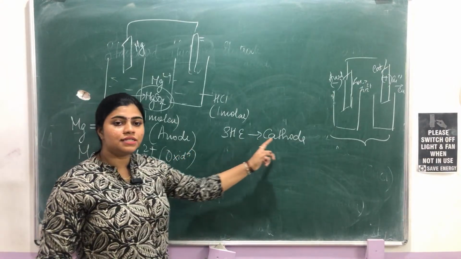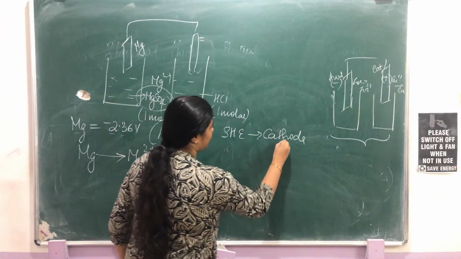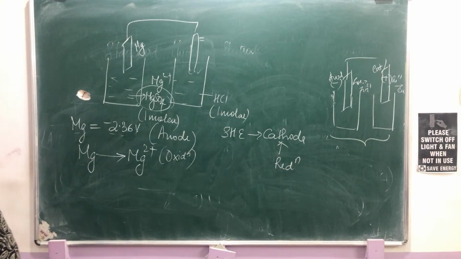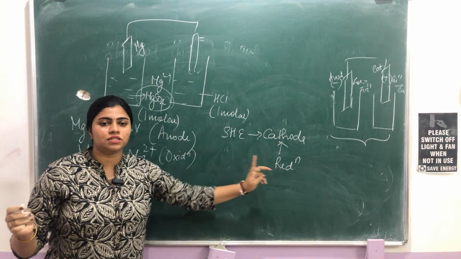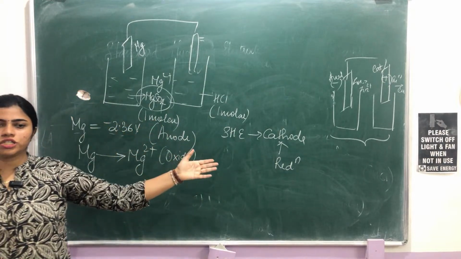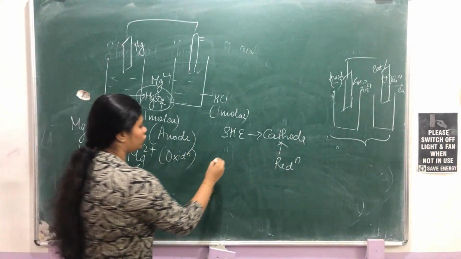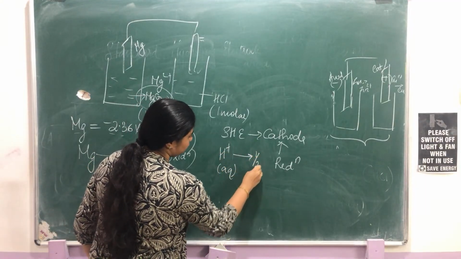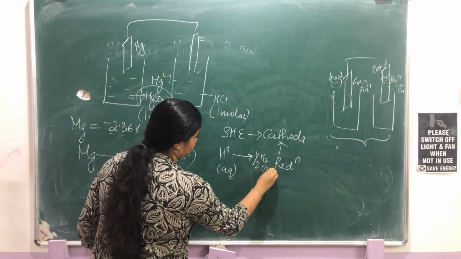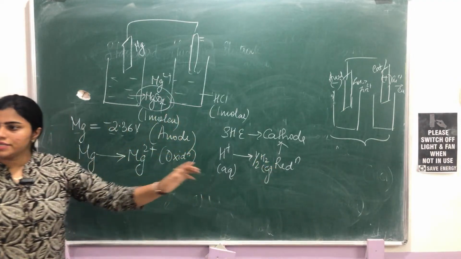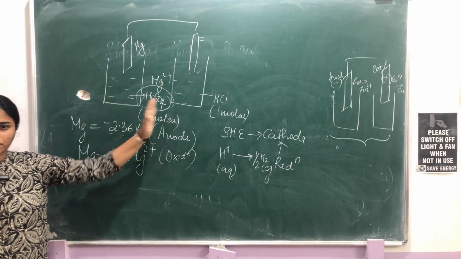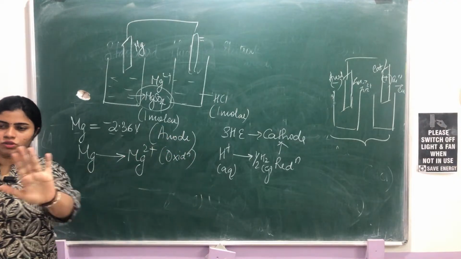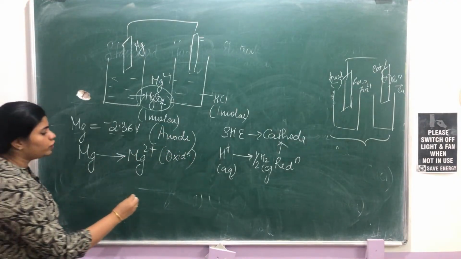Now SHE, since it's a cathode, should undergo reduction. Check in your notes, when standard hydrogen electrode undergoes reduction, what is the formula? Reduction is gain of electrons, so it should be H+ aqueous giving H2. Does this make sense? Why is magnesium taken as negative? Why is it acting as an anode? Why is it acting as cathode? Till here it's clear. Now, what do we know about E cell?